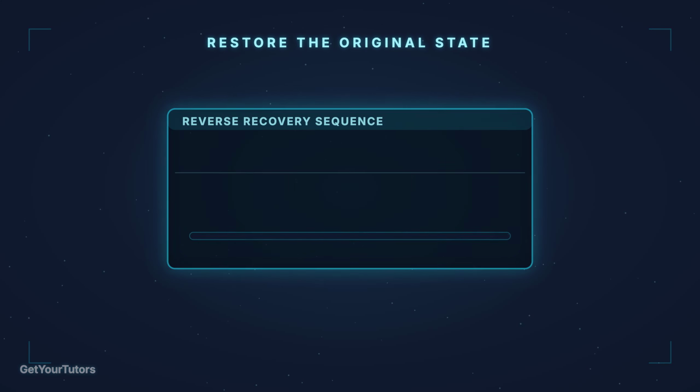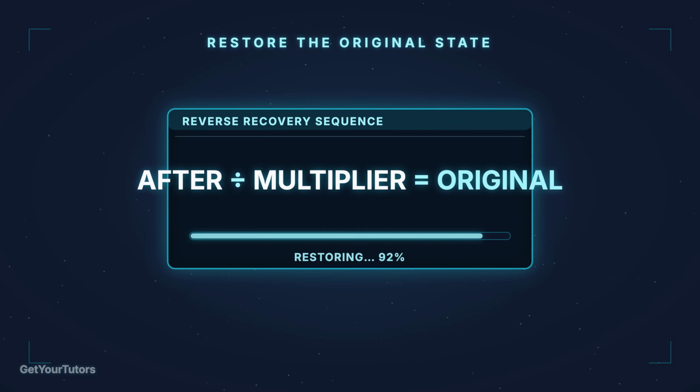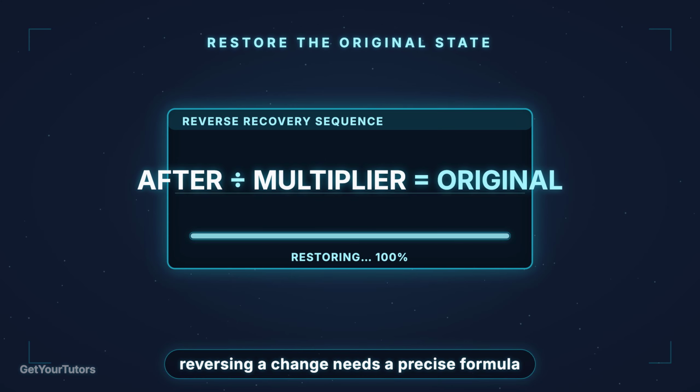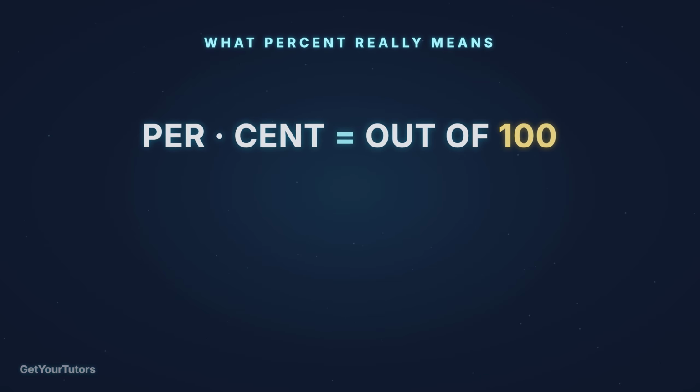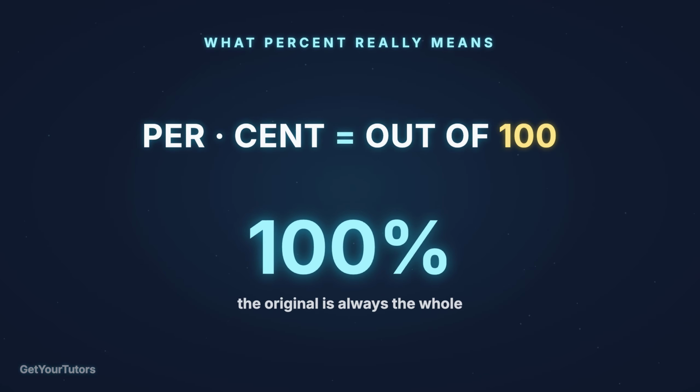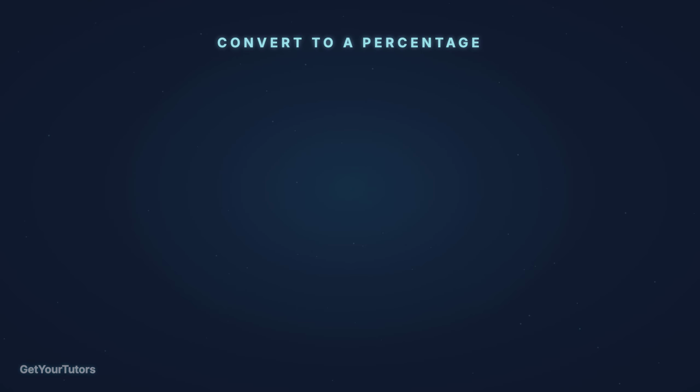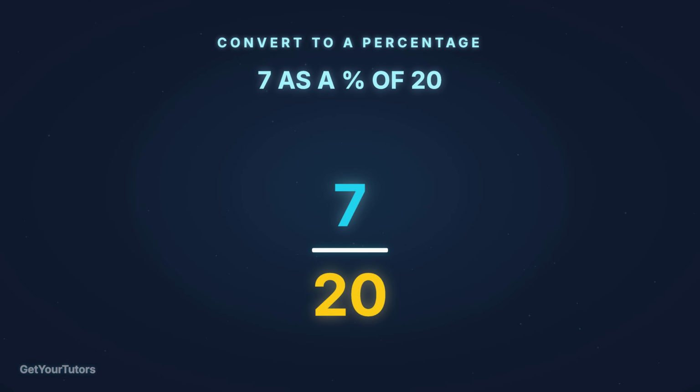To perfectly restore your shield to its exact original state, the game computer must mathematically calculate a highly precise reverse energy recovery formula. In mathematics, the word percent simply means out of exactly 100. The original starting amount is always exactly 100%. To compare numbers, rewrite them as percentages.